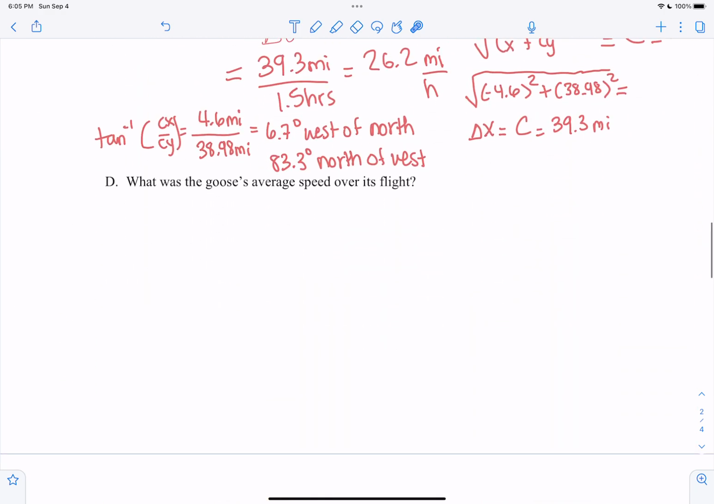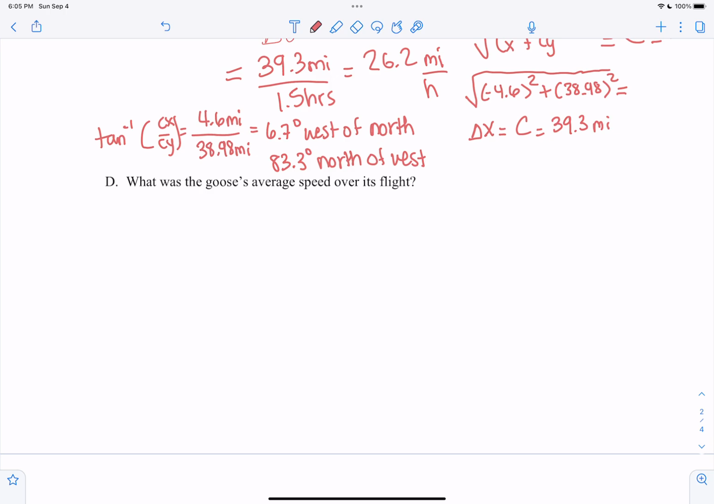But does that make sense overall? Any questions about the direction or the angle or any of that? Yeah, okay, got it. Okay, cool.